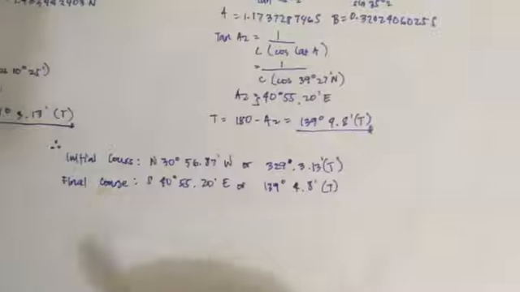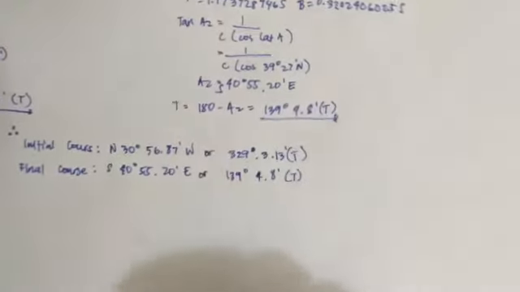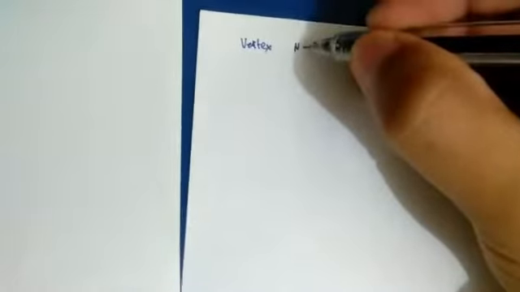Since we already have our initial course and final course, next we need to find our vertex. In finding the vertex, we need to use Napier's rule.